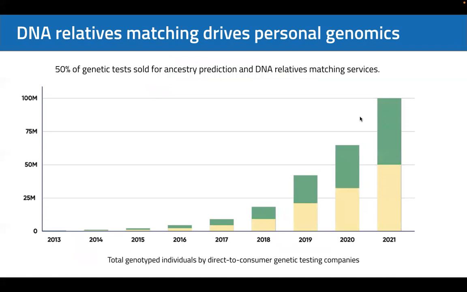Classifying the degree of relatedness between pairs of individuals has both commercial and scientific applications. From the commercial perspective, DNA relatives matching service is one of the leading drivers for the direct-to-consumer genetic testing market. Today, more than 50% of genetic tests are sold for ancestry prediction and DNA relatives matching products. From the scientific perspective, DNA relatives matching is an important stage during genome-wide association studies and genetic linkage analysis.